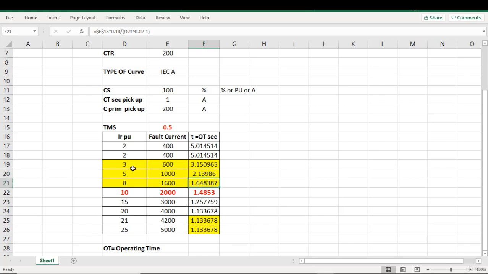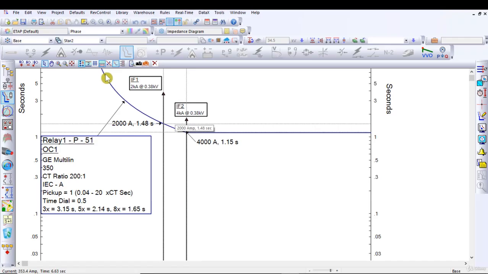Now we can plot the same curve using the same parameters in ETAP and cross check the value of operating time for this relay. So now I will switch to ETAP in order to understand the various operating times for various multipliers. So here I have plotted the relay characteristic on TCC in ETAP. We have considered the pickup as 100%, which is 1 per unit, and the time dial of 0.5.